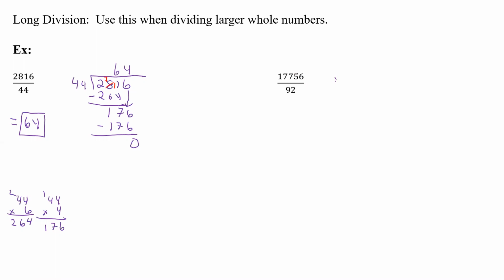Well, here we have 92 is going to go into 17756. All right, so 92 goes into 1? No. How about 17? No. How about 177? Well, yeah, it'll go into 177. If I take 2 times 9, though, that's going to be 18, so that's going to be too big. So I think it's going to be a 1, and I don't have to do any multiplication yet. So let's subtract that off.